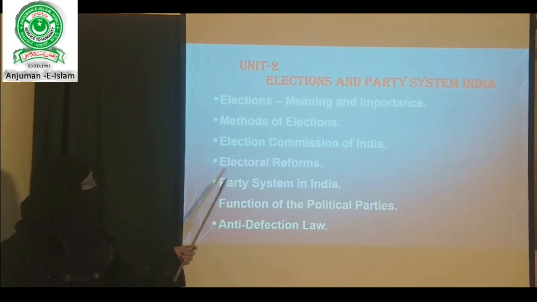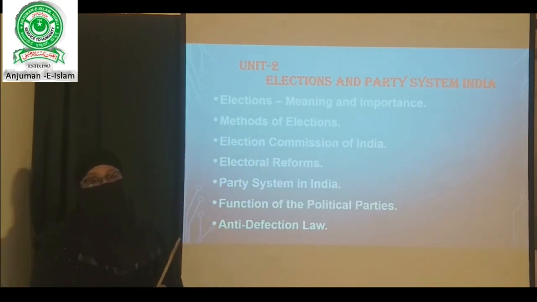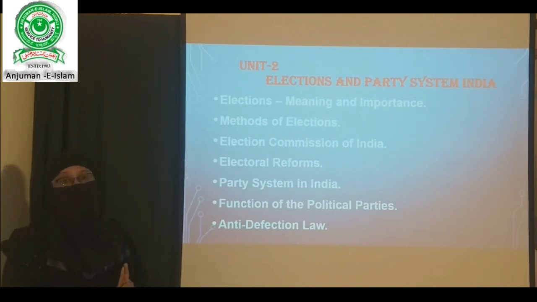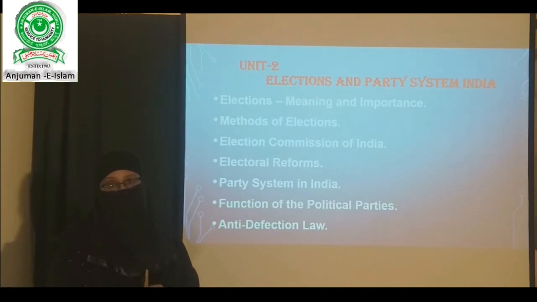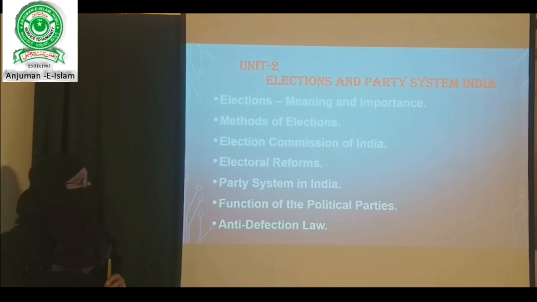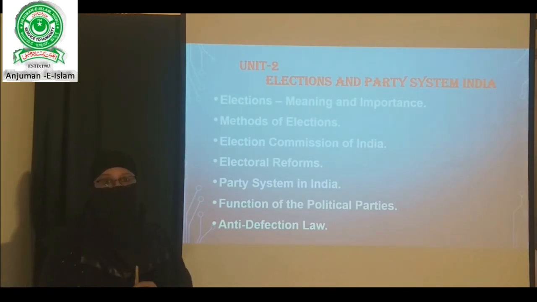Next comes the electoral reforms. My dear students, we have to evaluate the electoral reforms in this particular topic. There are 3 reforms adopted by the Election Commission of India, namely EPIC, that is Electors Photo Identity Card. Next reform is the electronic voting machine, and the third one is mandatory disclosure of antecedents.